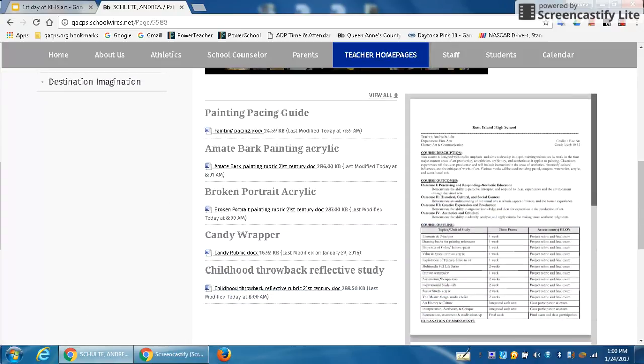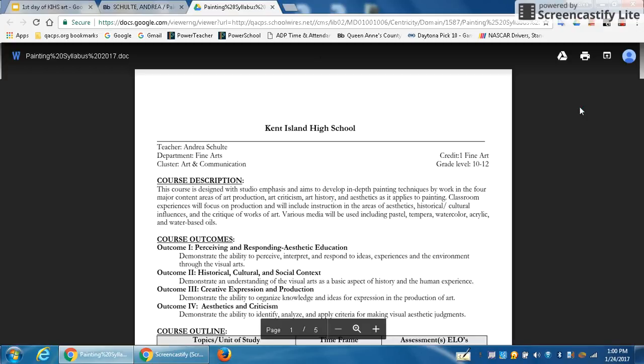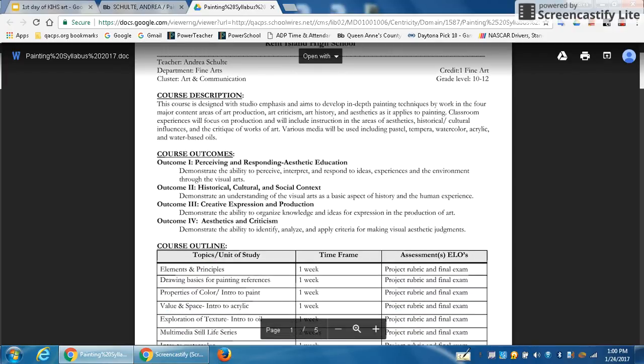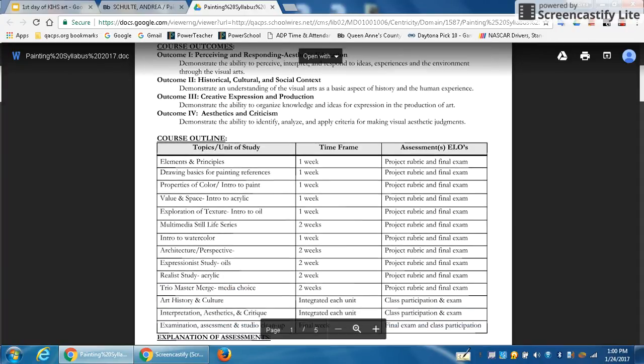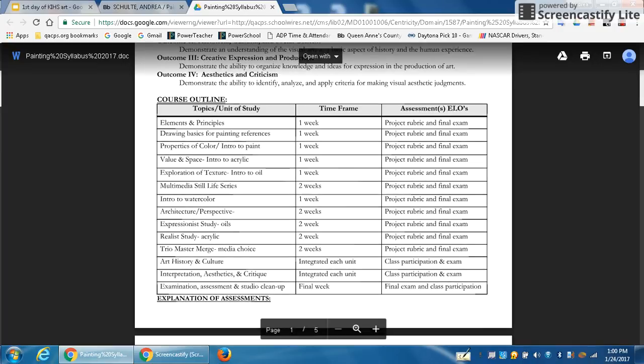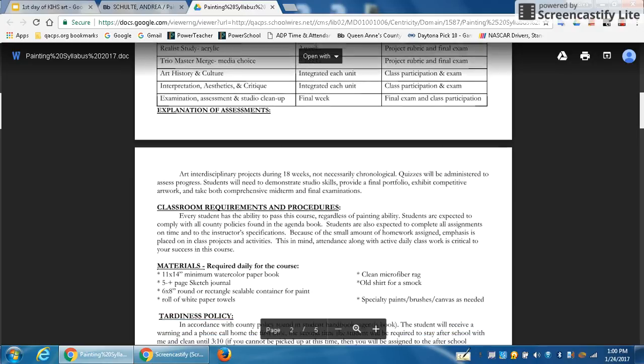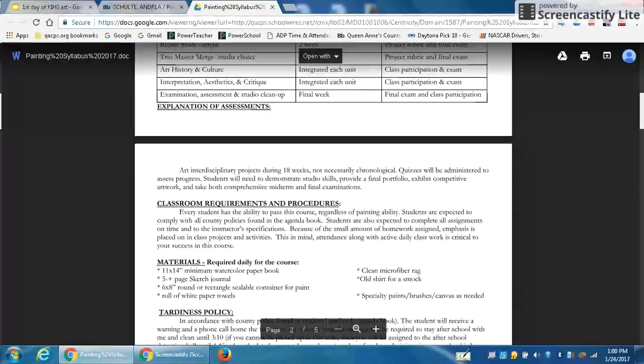On the right-hand side here is the syllabus, and you're going to get a hard copy of this as well. It goes through the course description up here at the top, some general outcomes that are established by the Maryland State Department of Education for Visual Arts, and then a general pacing guide. I do have a more specific pacing guide that I'll show you here in a few seconds. The explanation of the assessments, the formative versus the summative, and the test, that's in detail a little bit further down here.